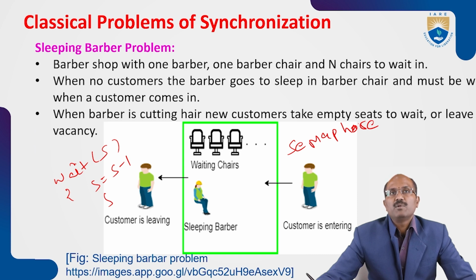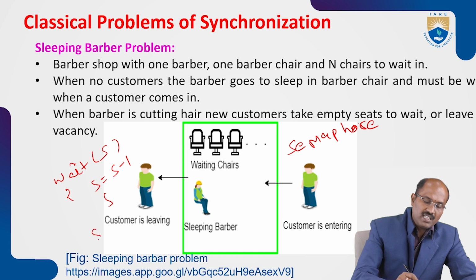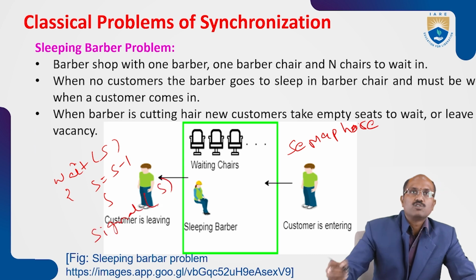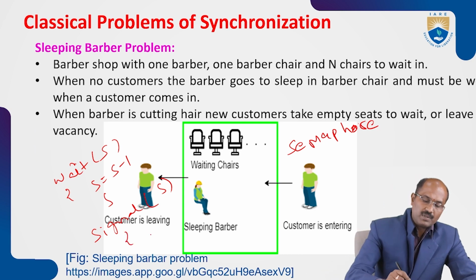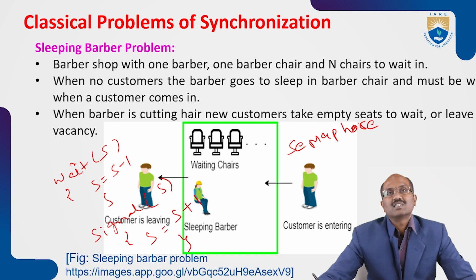Whenever a customer comes into the shop, immediately the signal function should be activated. When the customer is there in the shop, the signal semaphore should be activated and incremented by 1. Because the customer is there, the barber becomes active and starts to cut the hair.